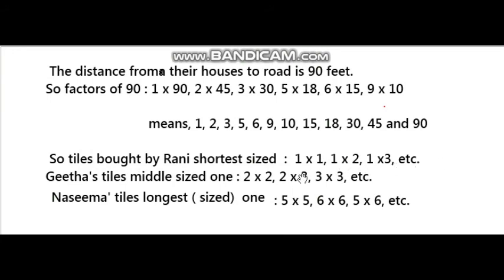And here Geeta's tiles are the middle size one. That means we can take 2 and 3 from the factors, and 2 into 2, 2 into 3, 3 into 3, etc. And now Nasima's tile is the longest one. That means we can take 5 from here, 5, 6, etc. So 5 into 5, 6 into 6, 5 into 6, etc. So children, do write the multiplication tables and the solution of all these questions in your maths notebook, and you also practice multiples and factors.